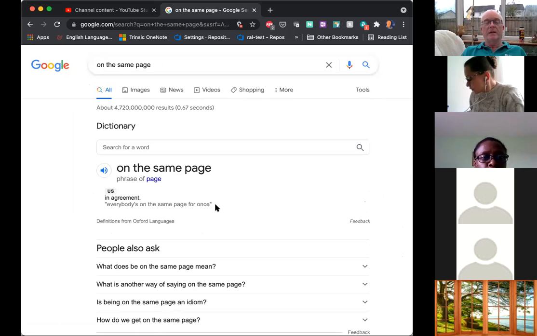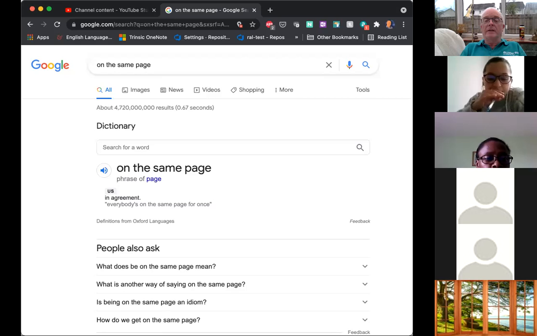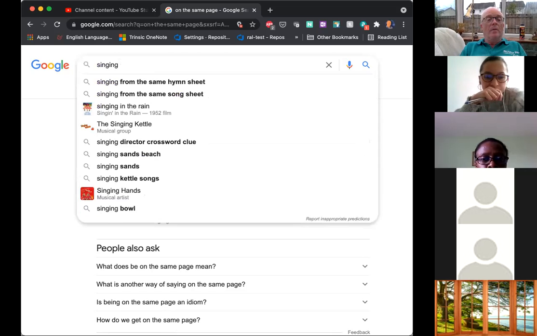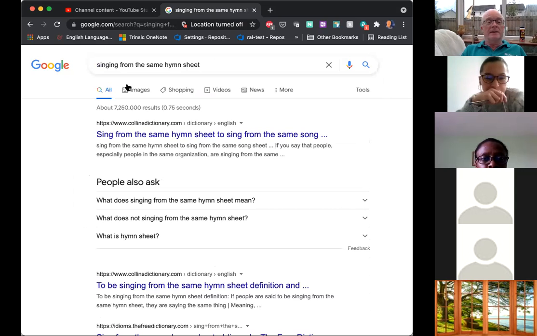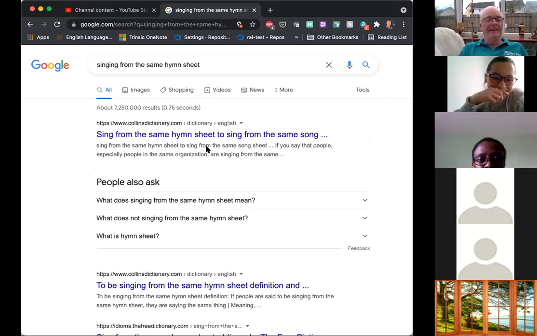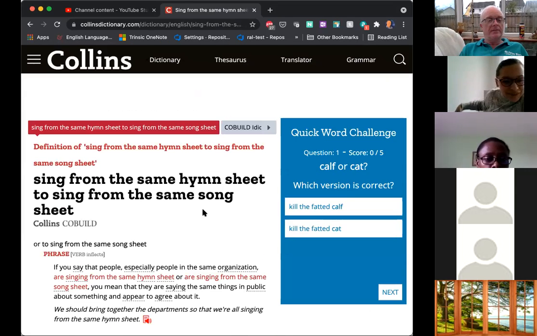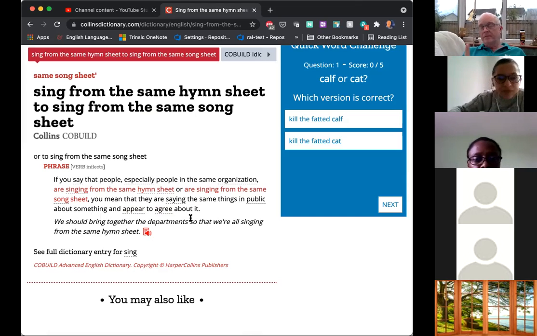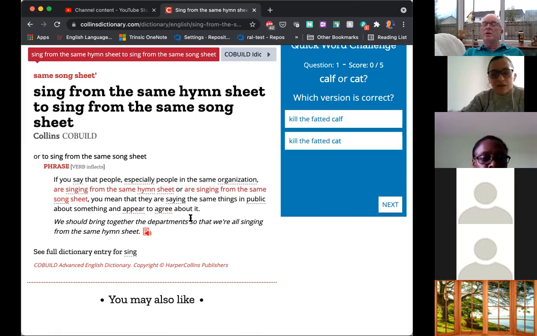We're in agreement. There's an expression not unlike this, called singing from the same hymn sheet, which has got nothing to do with singing in church. It's another one of these expressions. If you say that people, especially people in the same organization, are singing from the same hymn sheet or the same song sheet, you mean that they're saying the same things in public about something and appear to agree about it.